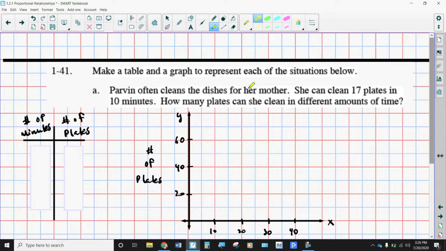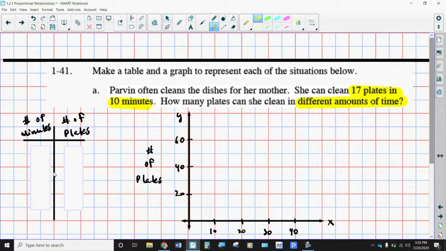So let's read through the problem. Like the 5D process says, you've got to read the problem first and pull out the essential information. Parvin often cleans the dishes for her mother. She cleans 17 plates in 10 minutes. How many plates can she clean in different amounts of time? In this one, we're doing the hypothetical. What if she spent 15 minutes cleaning dishes? What if she spent 20 minutes? What if she spent 30 minutes? How many plates could she expect to clean in that amount of time?